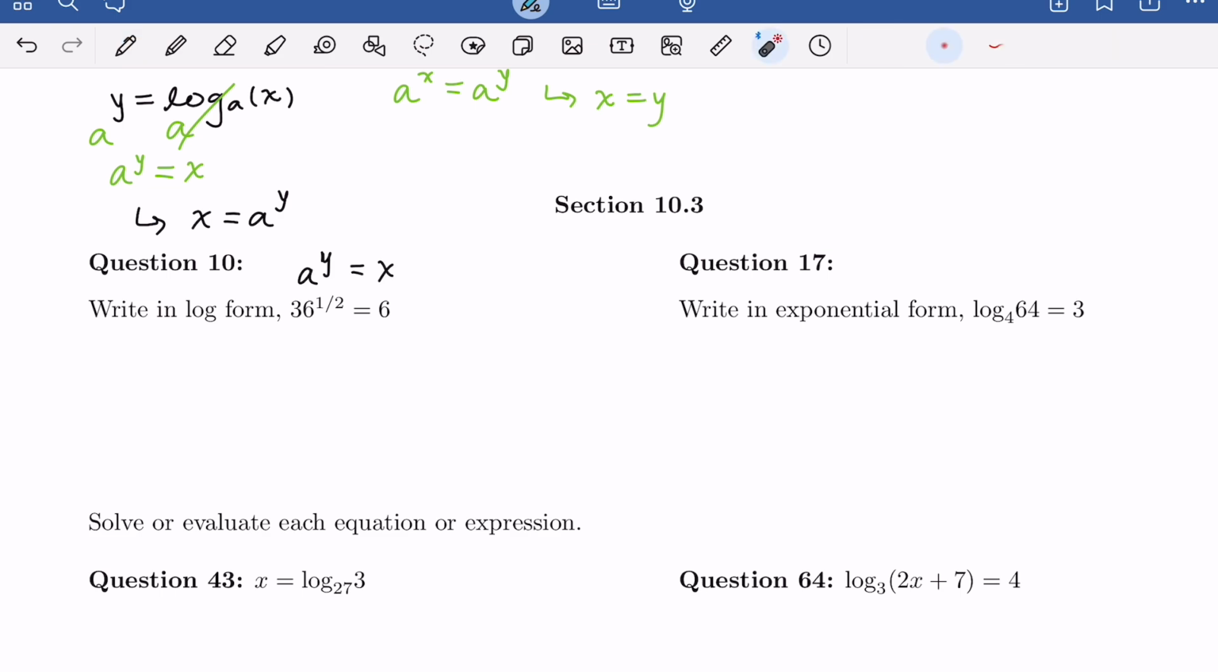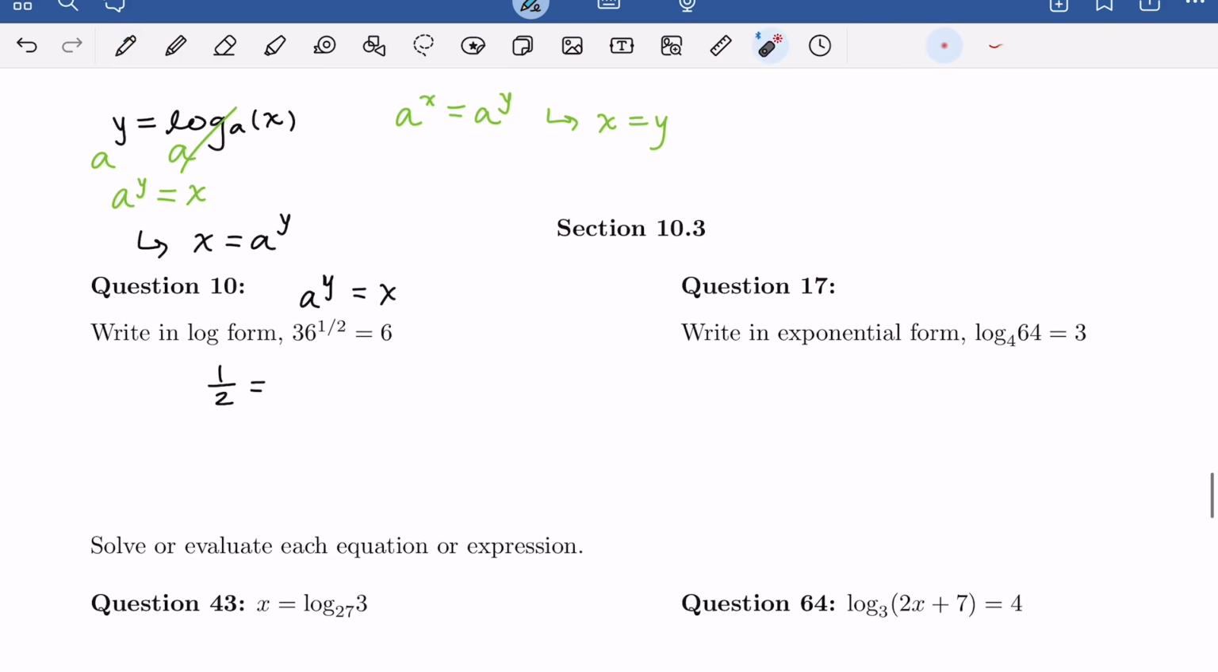So in order to write this in log form, we just want to write it like this here. Since y is 1/2, this is going to look like 1/2 is going to be equal to the rest of our log function. Now, in this case, a is 36, so this is going to be log base 36 of whatever our x value is, so 6. Okay? So we can easily transition between log and exponential form by keeping these two forms in mind here.